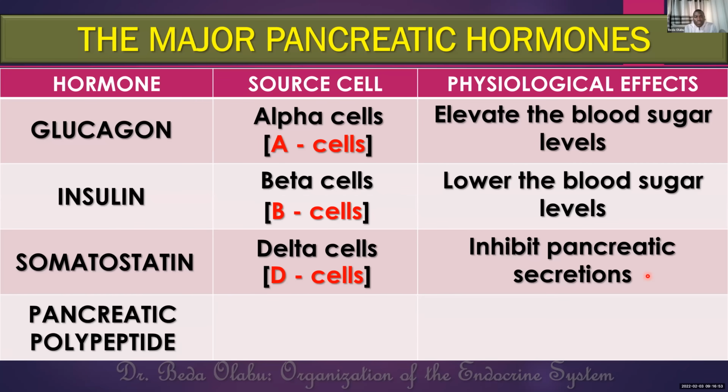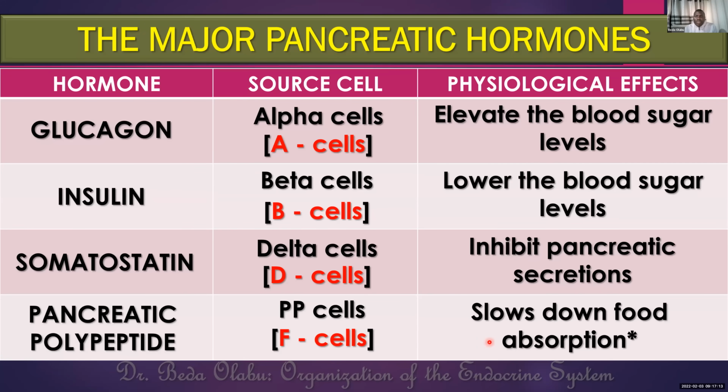Last but not least, we have pancreatic polypeptide, which comes from the PP cells, and perhaps that's where the name comes from, PP for pancreatic polypeptide. We call them F cells. Again, you note that we don't have E cells. After D, we go to F. The main function of pancreatic polypeptide is not very clear, but we know that in the presence of pancreatic polypeptide, the absorption of food is slowed down. Maybe the mechanisms are not very clear.